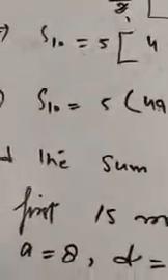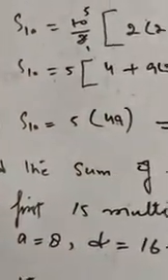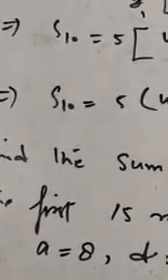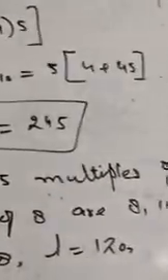This is very easy. Here I have taken the second question: how we can find the sum of the first 15 multiples of 8. Here the question is number 12 of exercise 5.3. Find the sum of the first 15 multiples of 8.